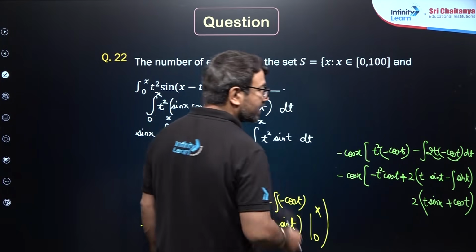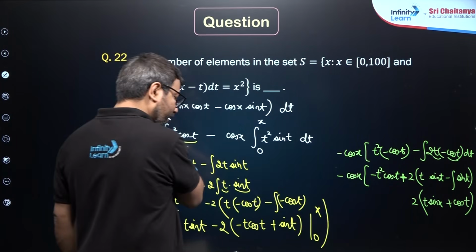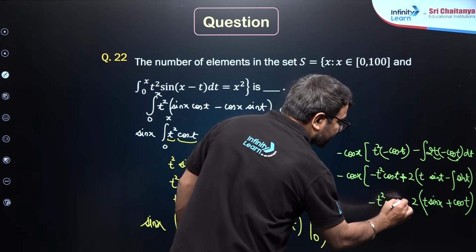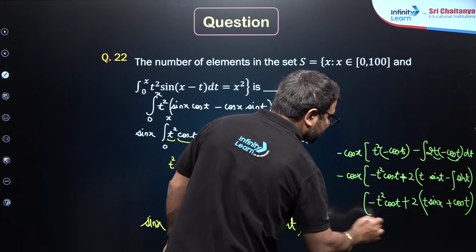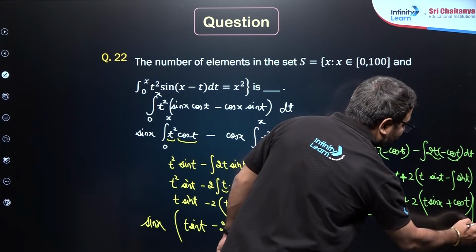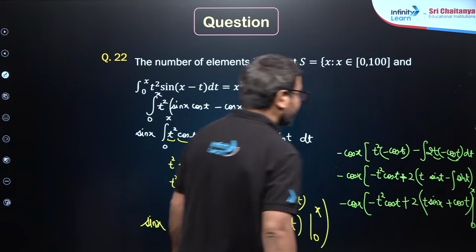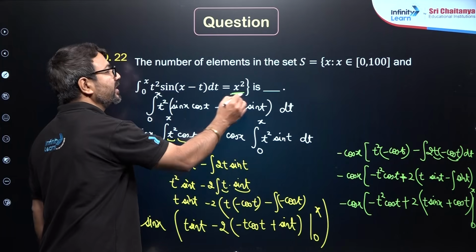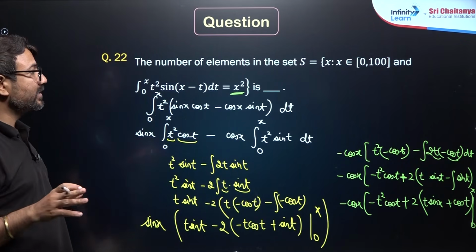This entire thing is multiplied by 2 over here, and then outside there is minus t square cos t, and then here it is minus cos x. This is how we got it. And then in this you have to apply the limit 0 to x. So you will get the function of x over here, and they have said that this function of x is x square. Are you able to understand?